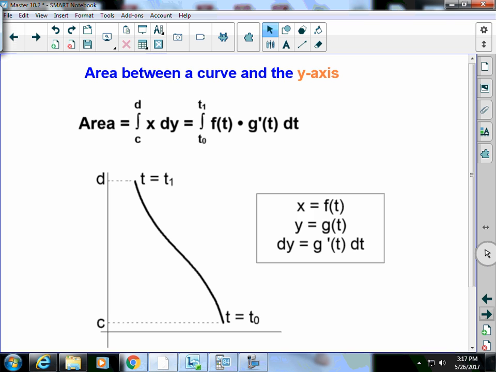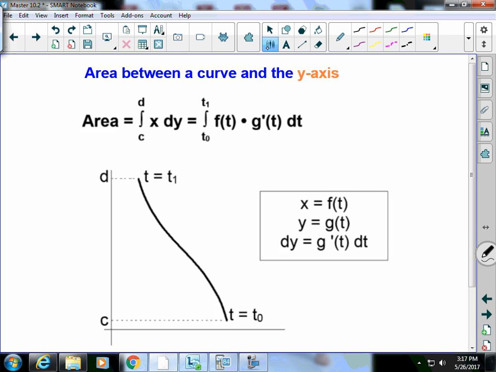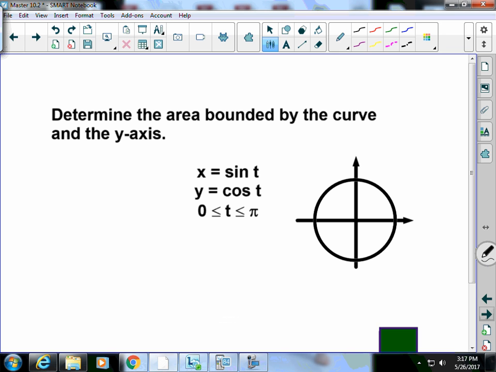So now doing the y curve, we have everything in terms of that. So it's t sub 0 to t sub 1. And now we're going to look at the function f of t times the derivative of y, so g prime of t dt. So that's how we're going to find these problems. So we're going to look at the first one. It says determine the area bounded by the curve and the y-axis. So we care about the y-axis and the area of the curve, which is going to turn out to be that side. Just trust me, I know what I'm talking about.